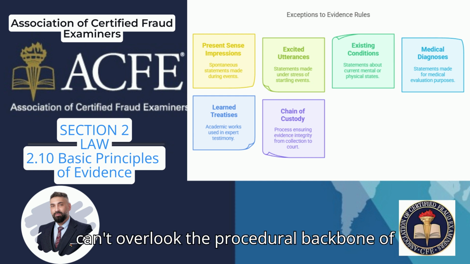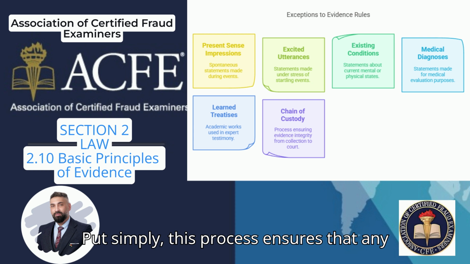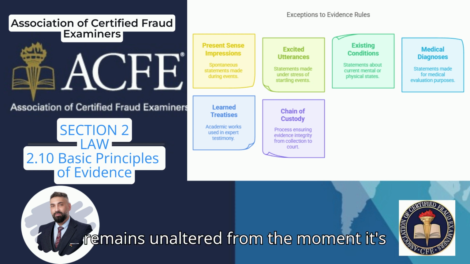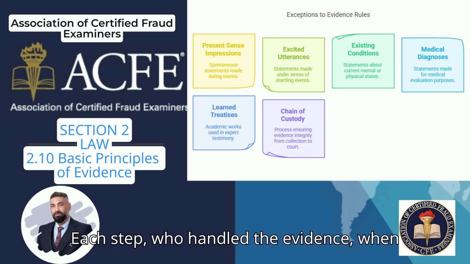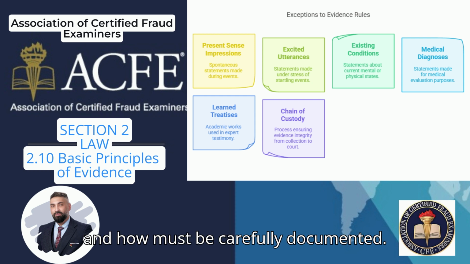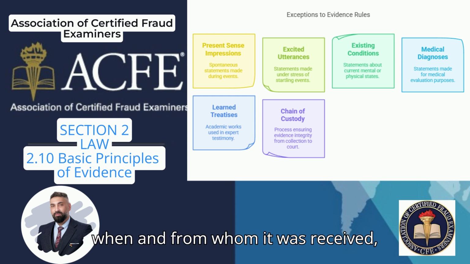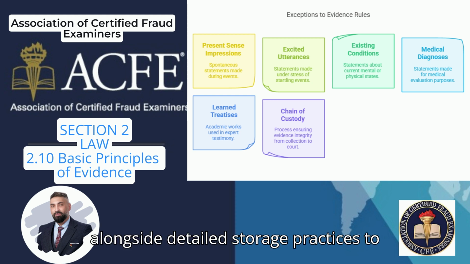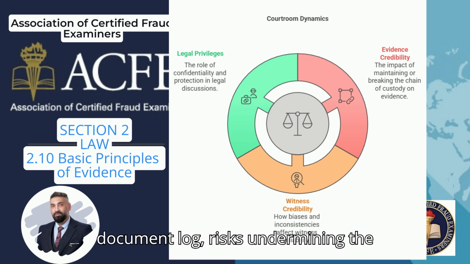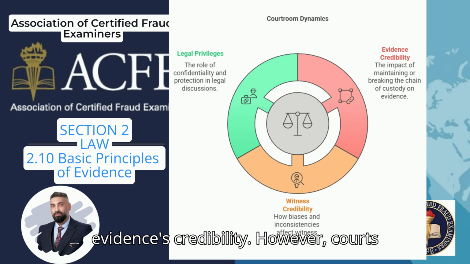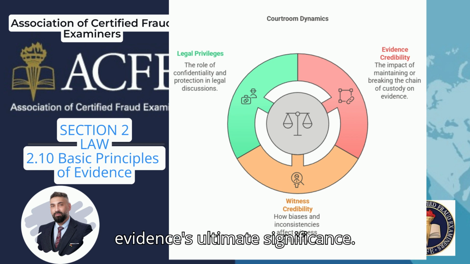We also can't overlook the procedural backbone of handling evidence, the chain of custody. Put simply, this process ensures that any evidence, whether physical or digital, remains unaltered from the moment it's collected until it's presented in court. Each step, who handled the evidence, when and how, must be carefully documented. For example, if a letter is being used as evidence, protocols might require noting when and from whom it was received, alongside detailed storage practices to maintain its integrity. Even a minor break in this chain, such as a missing document log, risks undermining the evidence's credibility. However, courts often weigh any irregularities carefully, allowing a jury or judge to decide the evidence's ultimate significance.